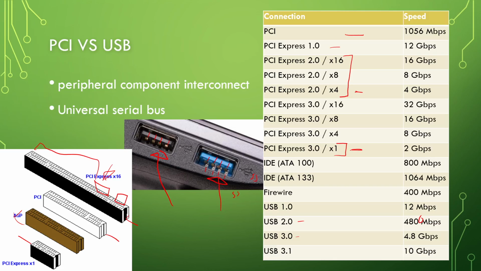From 2 to 3. And then you go from 3.0 to 3.1 and you go up another double speed. You go up to 10 gigabit per second. I mean, that is as fast as PCI 3 4x or PCI 2 8x. So USB 3.1 is faster than that. Most 3.1 ports that you're going to see are going to actually be USB-C.